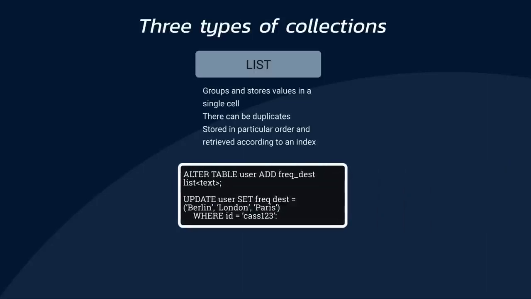Here's an example of how the users table from the previous slide is altered to insert a list of frequent destinations. First, the table is altered to add a list of text data types. Then the user Cass123 is updated and Berlin, London, and Paris are added to the list. List uses the set command to enter the values for the respective collection type.